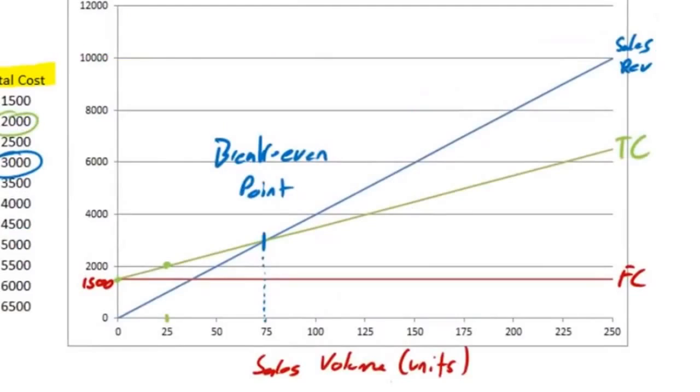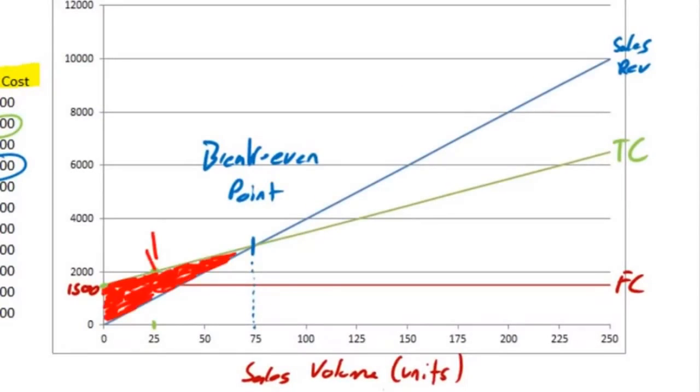Okay, and then anything to the left of the break-even point, total cost is above sales revenue, so we have a loss. So all this in this red area represents the amount of loss. And then all this to the right of the break-even point in the green area, all of this area represents the amount of profit.